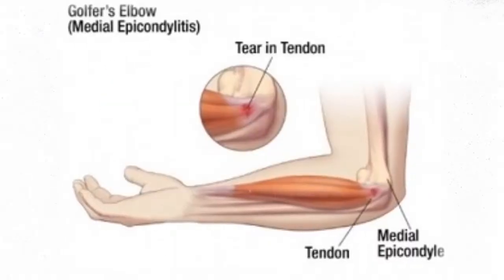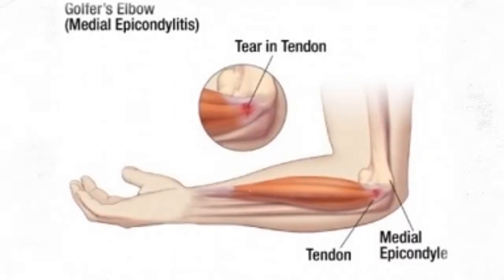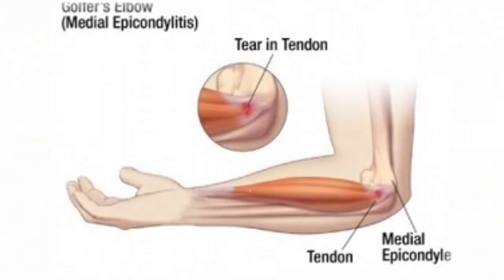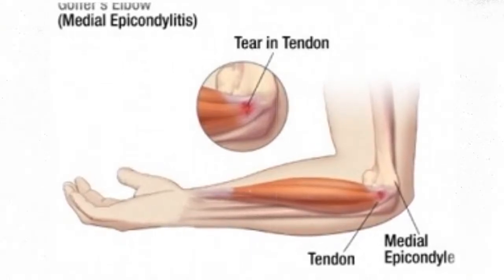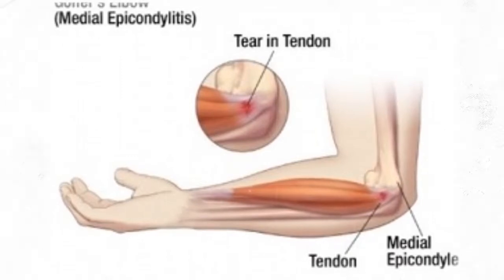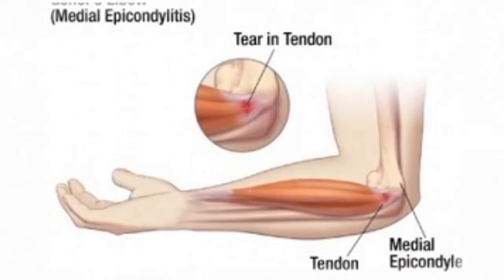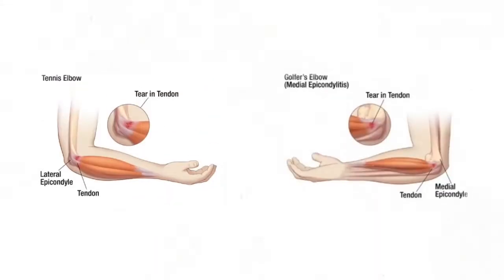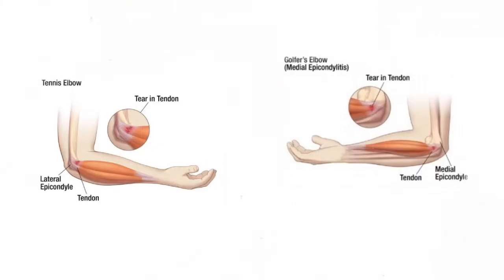In golfer's elbow, the pain is felt on the inside of the elbow. Again, this can be caused by poor technique or overuse, and you can get it from other activities such as throwing. The pain in both these injuries is felt in the tendons, and this is because they are inflamed.